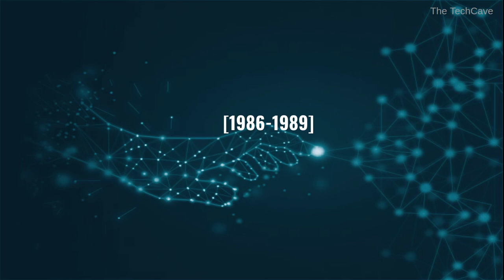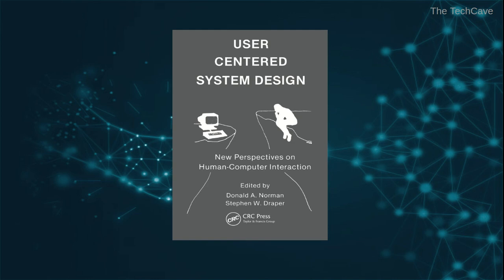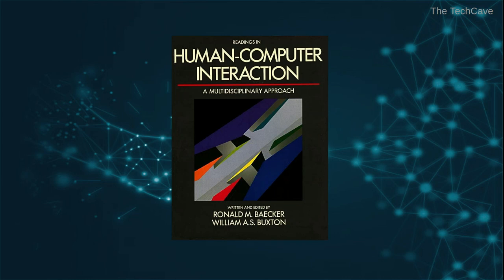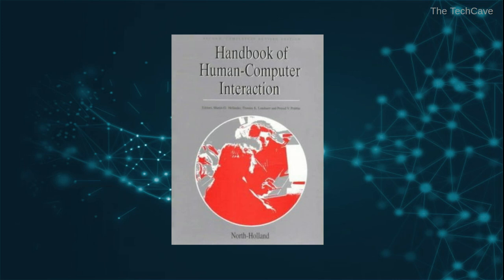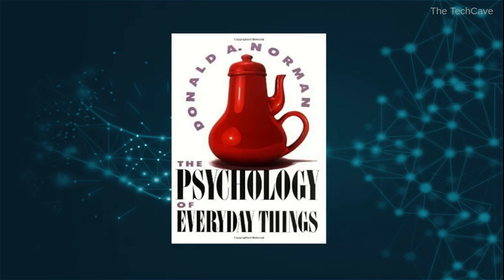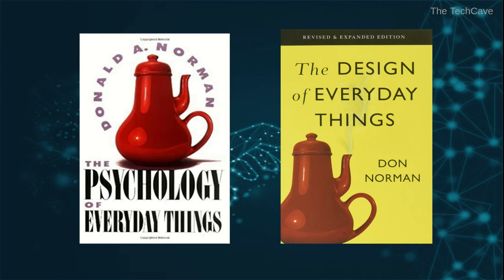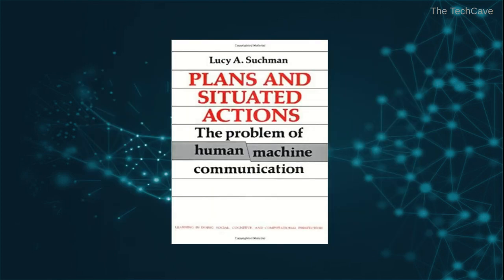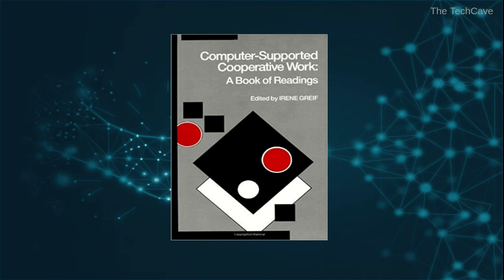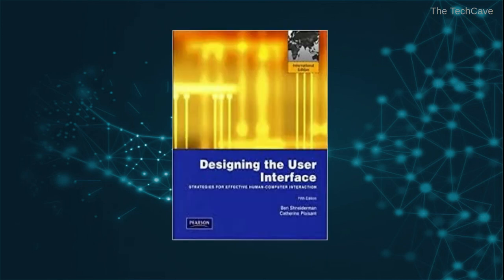Between 86 and 89, a rise of intellectual participation took place. Seven books were published and were popular among researchers and people interested in the field. User-Centered System Design, a New Perspective on Human-Computer Interaction, Readings in Human-Computer Interaction: A Multidisciplinary Approach, Handbook of Human-Computer Interaction, Psychology of Everyday Things, later reissued as Design of Everyday Things, Plans and Situated Action, Computer-Supported Cooperative Work: A Book of Readings, Designing the User Interface, Strategies for Effective Human-Computer Interaction.